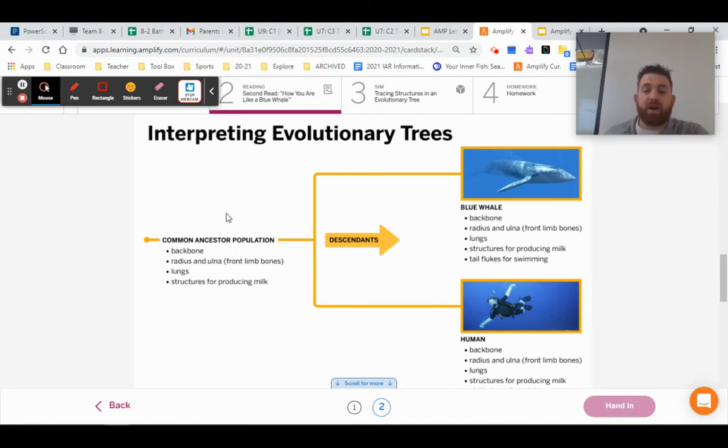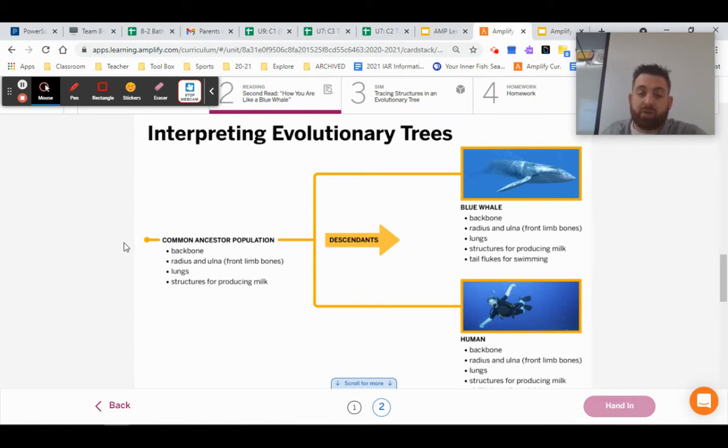Now, before I move on, I first want to talk about these organisms over here on the right side of our tree. Okay, these organisms, the blue whale and the human, are one organism within this species, but they represent an entire population. So even though we have one in the picture, this blue whale represents every blue whale in the population. Same with the human. So that being said, when we talk about these different common ancestor populations and these descendant populations, please know we're talking about the full population.